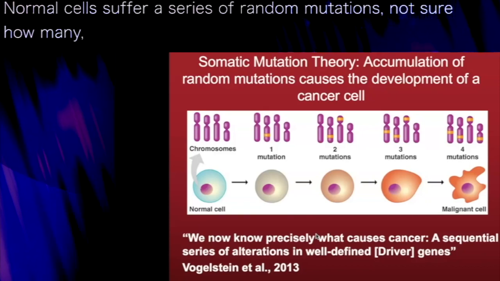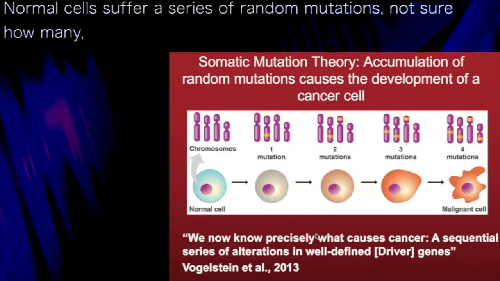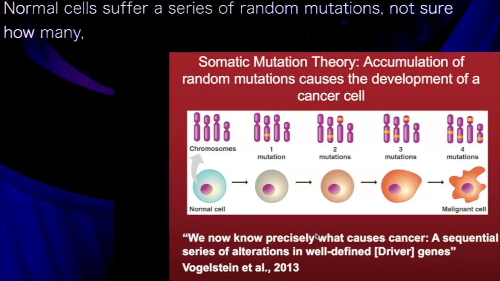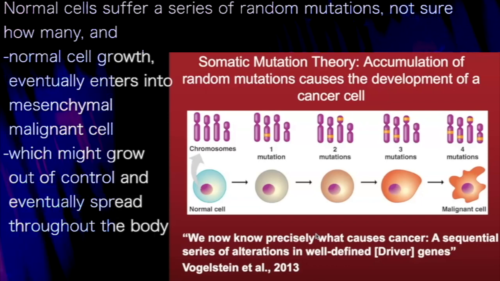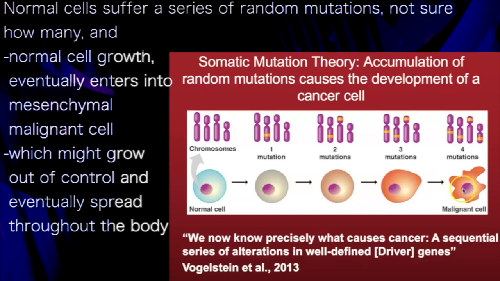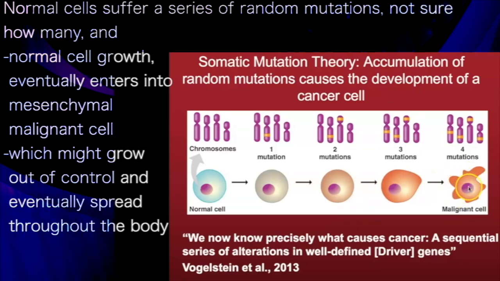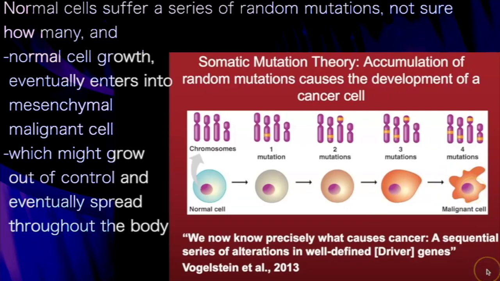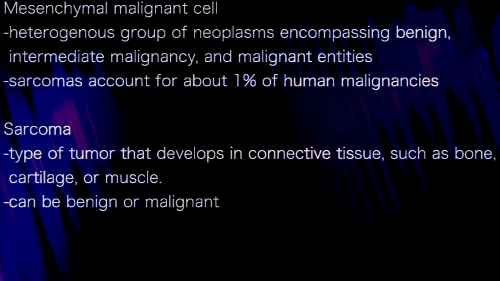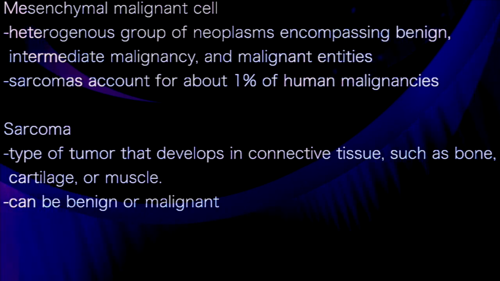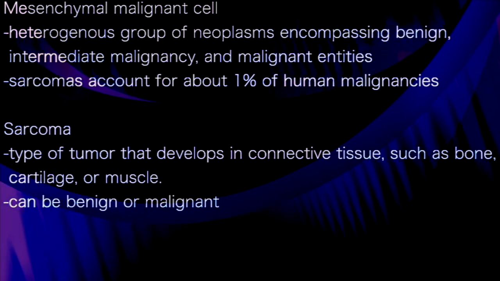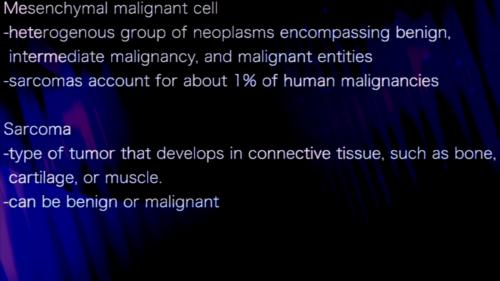So normal cells suffer a series of random mutations. No one's sure how many. This cartoon shows four. And the normal growth control cell eventually becomes a mesenchymal malignant cell. And this malignant cell will then grow out of control and possibly spread throughout the body. Mesenchymal malignant cell, heterogeneous group of neoplasms encompassing benign, intermediate malignancy, and malignant entities.